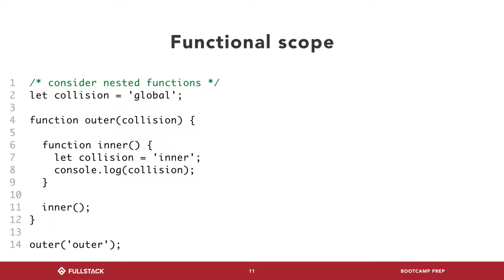We run inner. Inner has its own function, has its own variable called collision. And so when we log out collision, it will look at its own function first. It will say, oh great, I have a variable called collision. It's the string inner. Let's console log that out, and that's why that logs out inner.